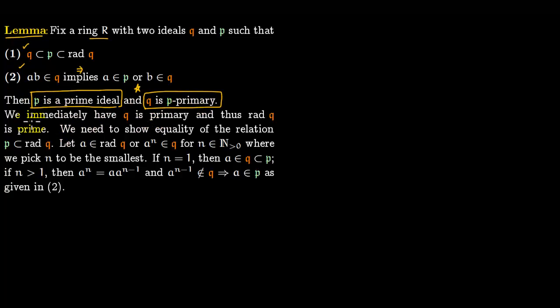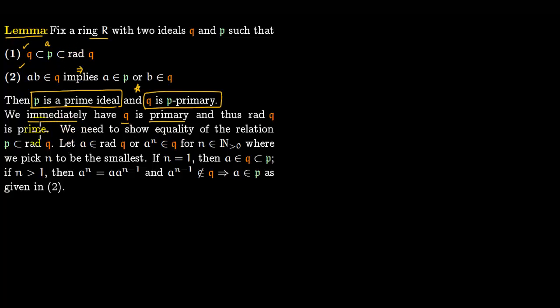Now the first thing to notice is that we immediately have Q is primary. That is precisely because, if AB lies in Q, then A lies in P, so A lies in P means that A will have to lie within radical of Q. So some power of A lies within Q or B lies in Q, and that is precisely the definition of Q being primary. So this just follows from this number 2 statement, because P lies within radical of Q.